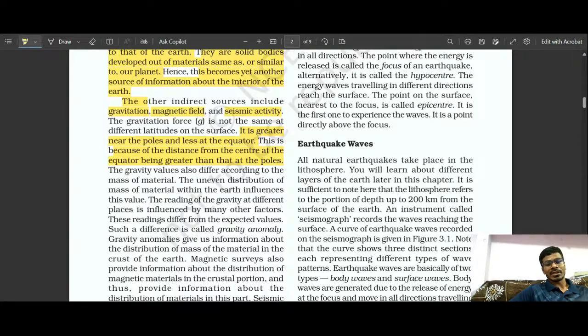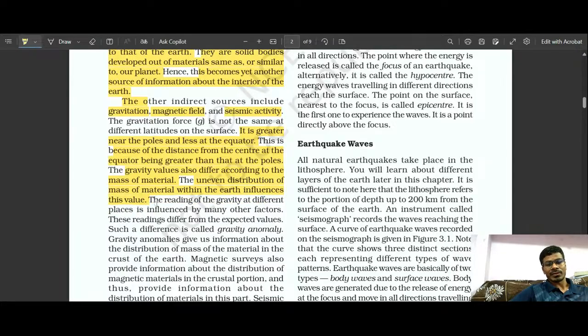The gravity value also differs according to the mass of the material. If a big mass is there, obviously it will attract more and have a greater amount of gravity. So uneven distribution of mass of material within the Earth influences this value.